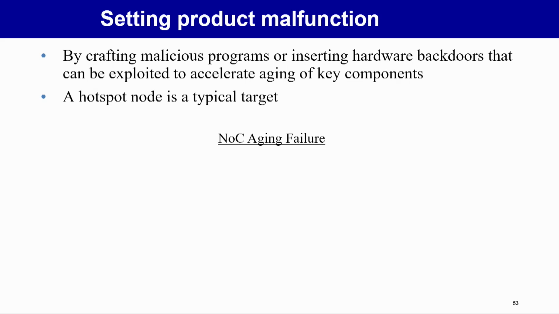Now let's look at an example of a network on chip aging failure. For the network on chip, we saw this 3 by 3 layout. Each of the cores is connected by a router, and the routers are connected with some links. That thing, the routers and the links, is called the network on chip.